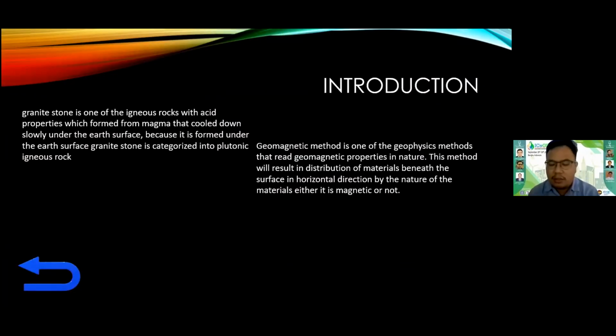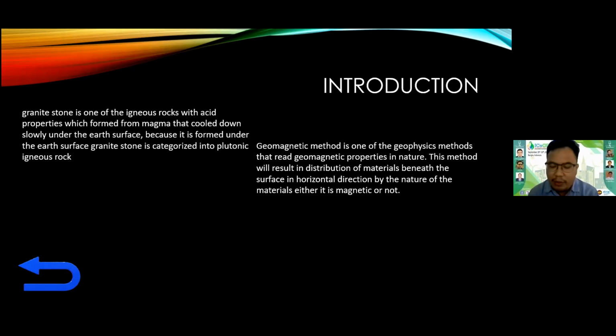First, granite stone is one of the igneous rocks with excited properties, which forms from magma that cools down slowly under the Earth's surface, and because it is formed under the Earth's surface, granite stone is categorized as plutonic igneous rock. As we know, granite stone is one of many important materials useful for building, and in this era, as demand for building materials increases, mining activity will also increase to keep up the supply for the demand.